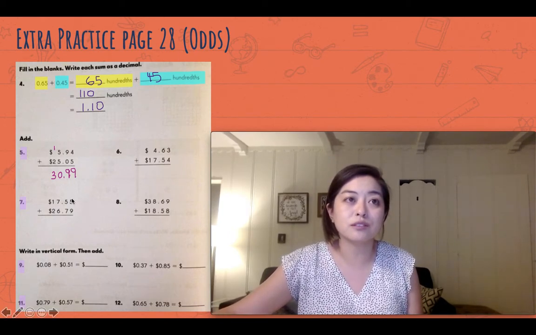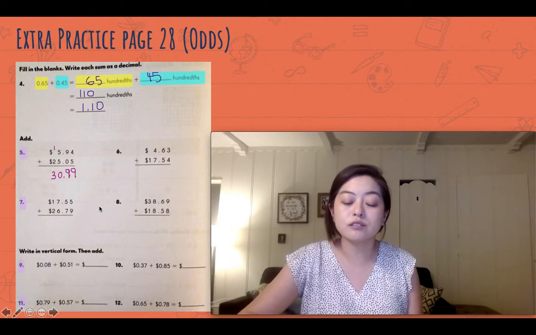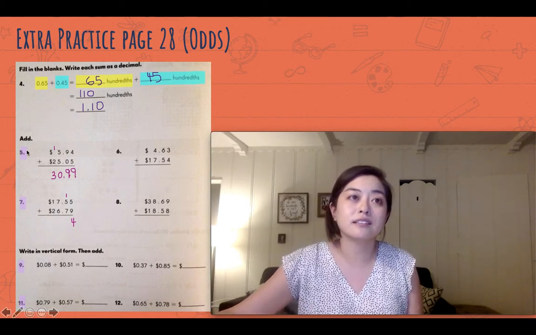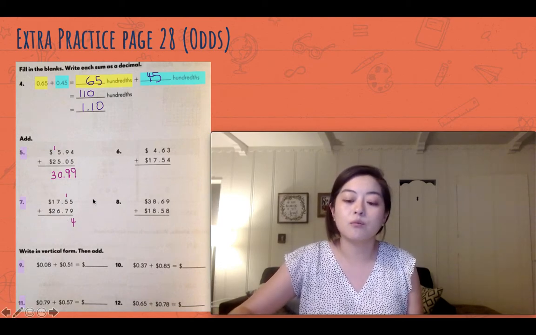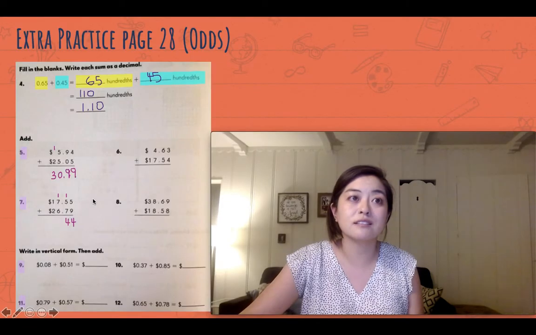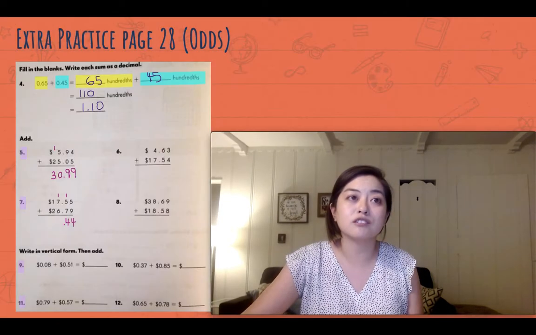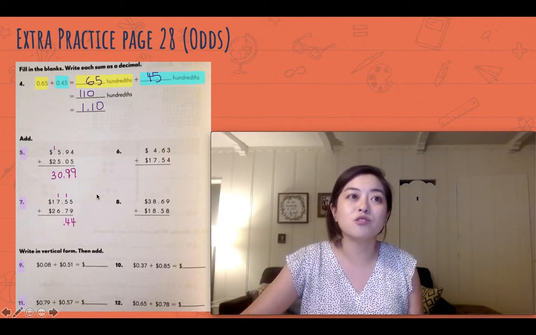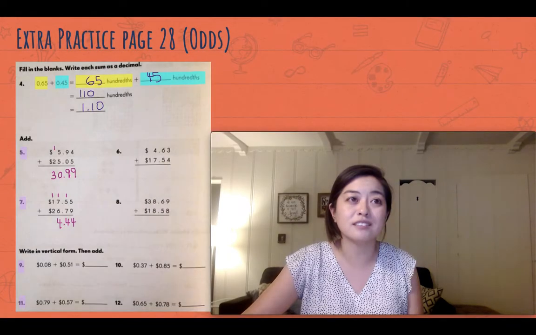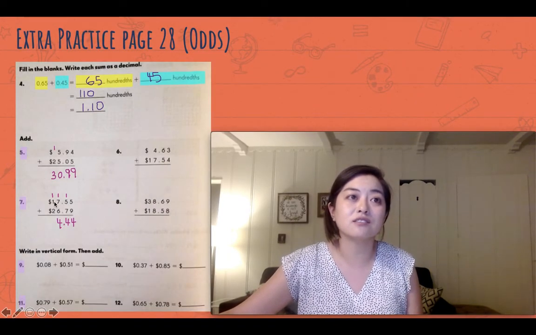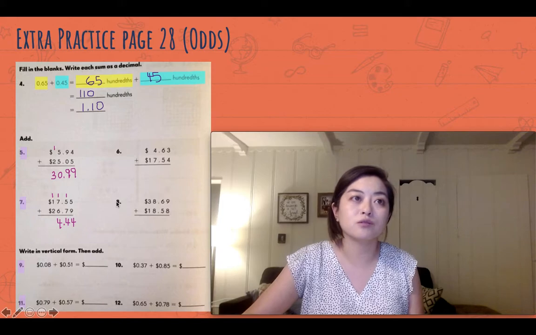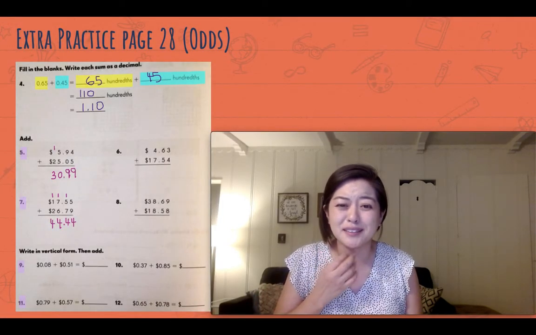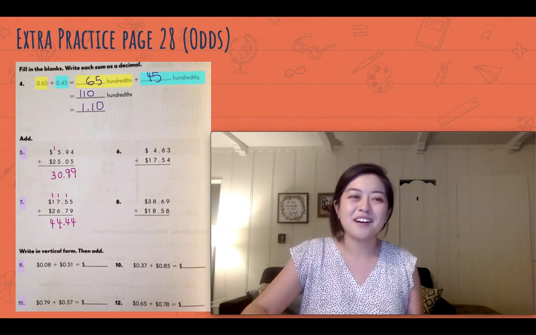Okay, now let's look at number 7. Let's add the hundredths, which is right here. So 5 hundredths plus 9 hundredths is 14 hundredths. And now let's add the tenths, which is right here. 1 tenth plus 5 tenths plus 7 tenths is 14 tenths. Drop the decimal point. Now let's add the ones right here. 1 one plus 7 ones plus 6 ones is 14 ones. And now let's add the tens over here. 1 ten plus 1 ten plus 2 tens is 4 tens. And again, I forgot to write the decimal point. I'm so sorry. All right.